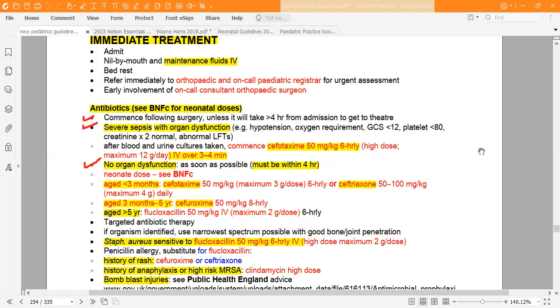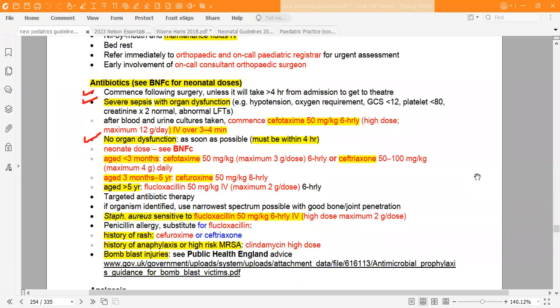Okay, so if there's no organ dysfunction, you have to start antibiotic as soon as possible within the first 4 hours of presentation. The neonatal dose, we have to check the BNF. It's very crucial. If aged less than 3 months, cefotaxime 50 milligram per kg 6 hourly, or ceftriaxone 50 to 100 milligram per kg daily.